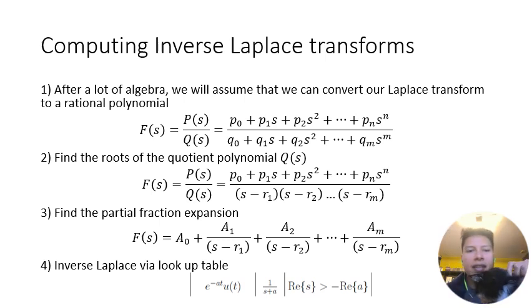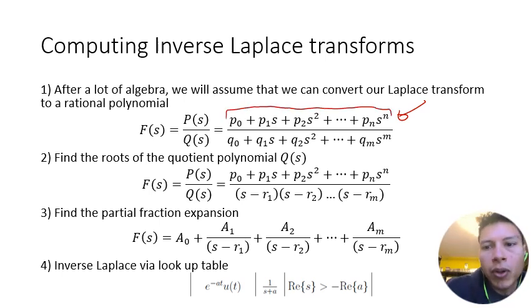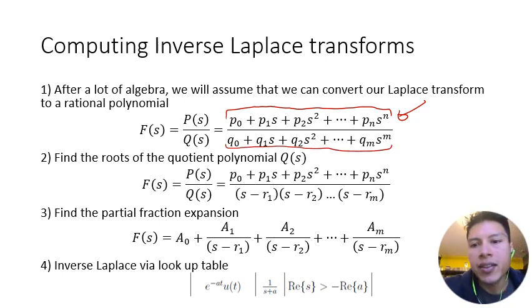Okay, so let's get started. Let's say we have a differential equation. What's always going to happen when we analyze our circuits is that after a lot of algebra, we're going to get an F(s) of this form, where we basically have a polynomial in s in the numerator. So we're just going to assume for now that the Laplace transform we want to inverse transform is of this form, where we have a polynomial in the numerator in terms of s, and a polynomial in the denominator in terms of s.